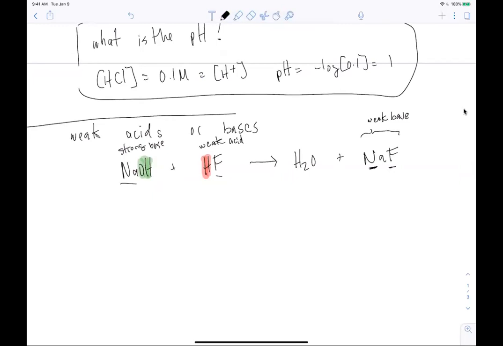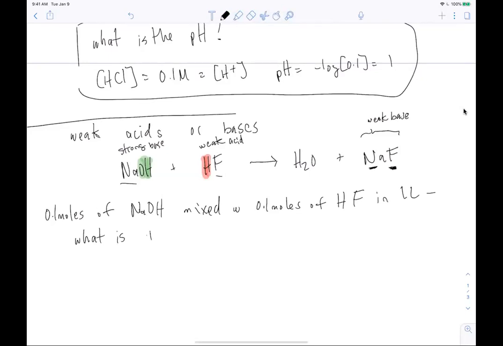Yeah, I should say the conjugate base is a weak base, but it's not extremely weak to the point where it doesn't matter, as we saw with chloride or something. So now we have this. Let's say we do the same problem where we start out with 0.1 moles of sodium hydroxide mixed with 0.1 moles of HF. And again, we're just going to stay in 1 liter of water. And we'll say, what is the pH?